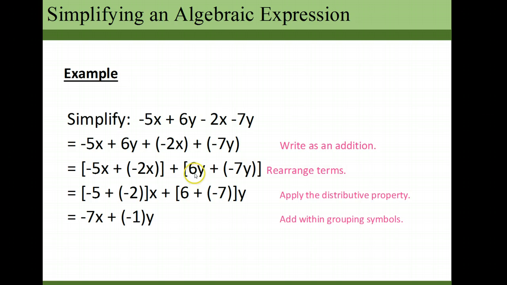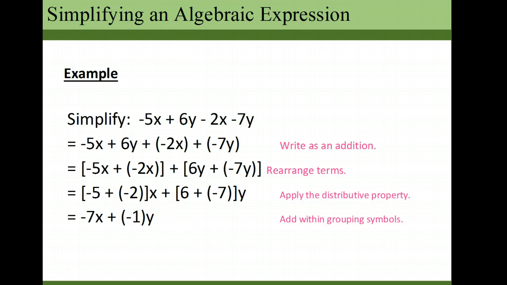Same thing with the y's. We're adding 6 and negative 7, the coefficients in front of the y's, to each other. Negative 5 plus negative 2: start at negative 5, go 2 to the left, which is going to place us at negative 7. 6 plus negative 7: start at 6 and move 7 to the left. That's going to place us at negative 1. So our final answer is negative 7x plus negative 1y.